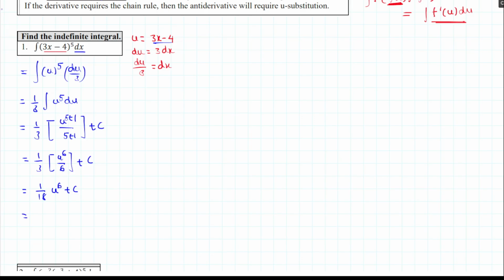Since our original variable is x, we have to back substitute to the original variable. So u equals 3x minus 4, and back substituting we get 1/18 times (3x minus 4) to the power 6 plus c. This is the final answer, the integration of this integral.